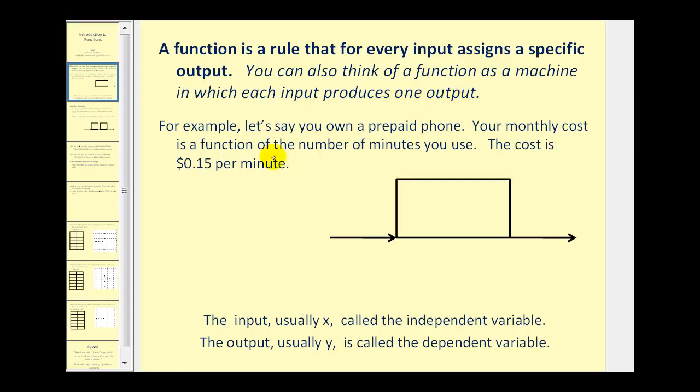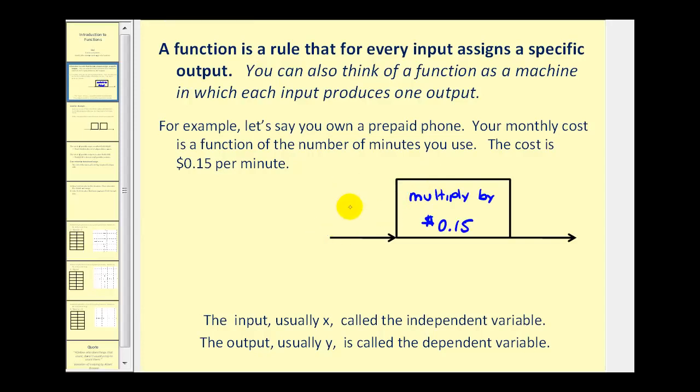As an example, let's say you own a prepaid cell phone. The monthly cost is a function of the number of minutes that you use. For example, if the cost is 15 cents per minute, your monthly cost will be the number of minutes times 15 cents. So if we think of this box as the function that represents this situation, the input would be multiplied by 15 cents.